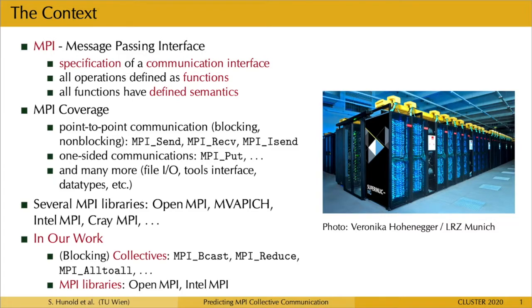We have point-to-point communication, which is fundamental for communicating in distributed systems. There are also other operations defined for one-sided communications, for example MPI_Put. And there are other functions for file operations, file I/O, tools, and MPI data types, where derived data types are important, and so on. But what's important in this talk is that we have several MPI libraries out there, like OpenMPI, MVAPICH, MPICH, Intel MPI, Cray MPI, and so on. In this talk, I will focus on collective operations, mainly on blocking collectives like broadcast, reduce, and all-to-all. We also look into two specific libraries, which are OpenMPI and Intel MPI.